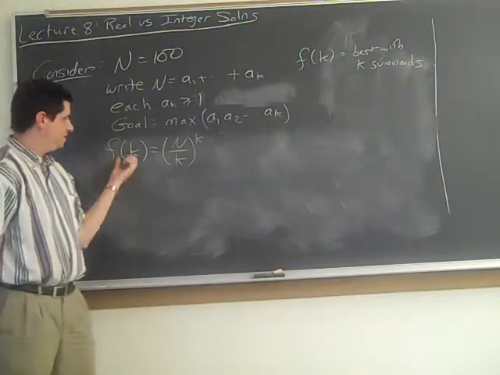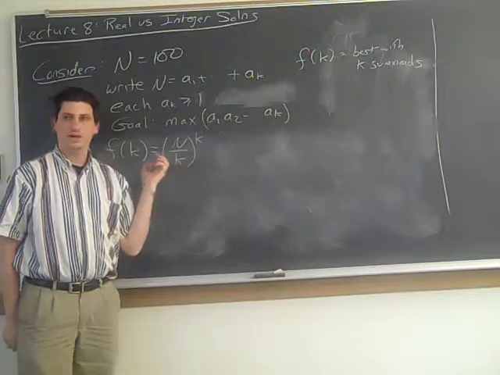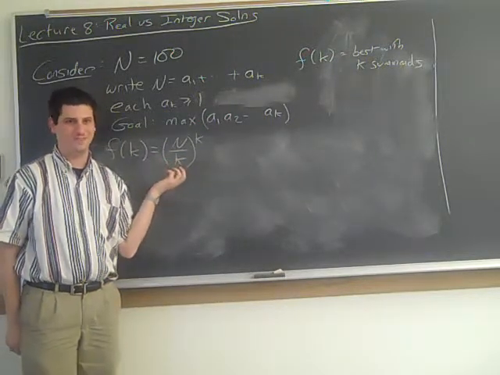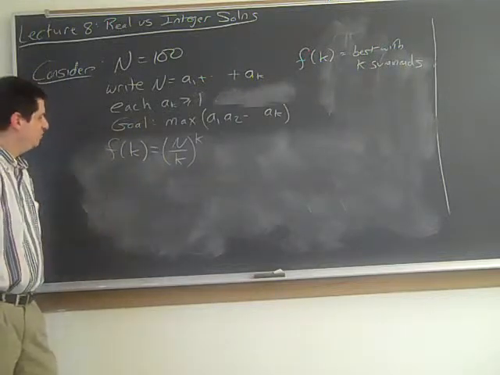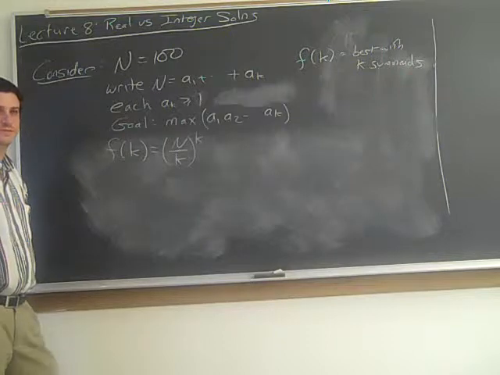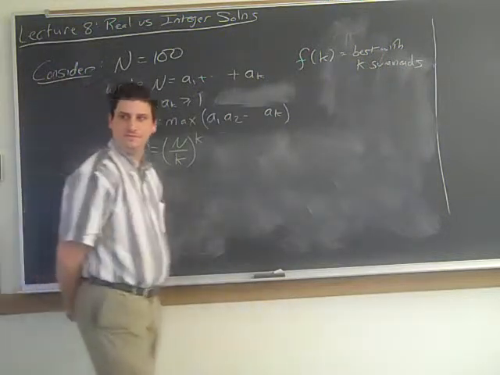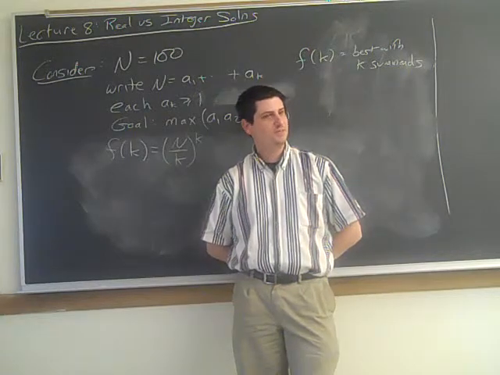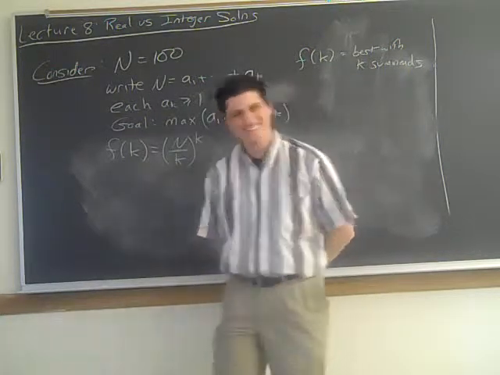So this gives us our optimal function. And now we have to optimize the optimal function. Now, what can you tell me about k? A positive integer. Let's forget about the integer part, shall we?